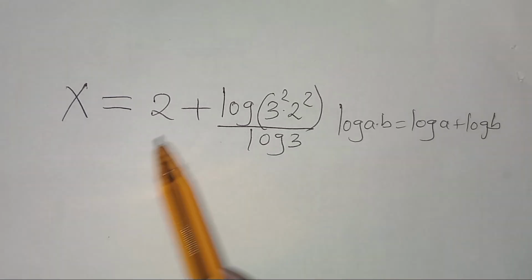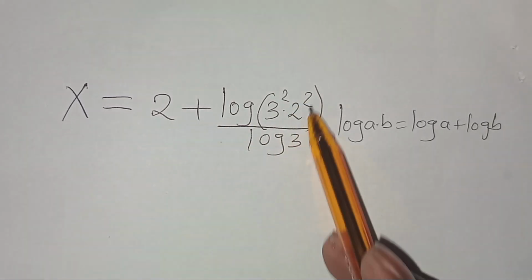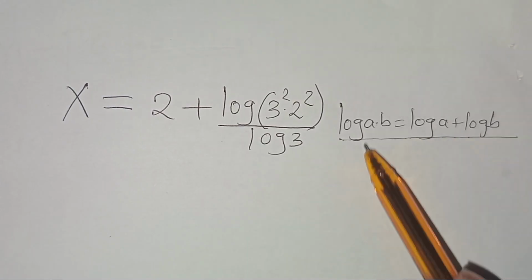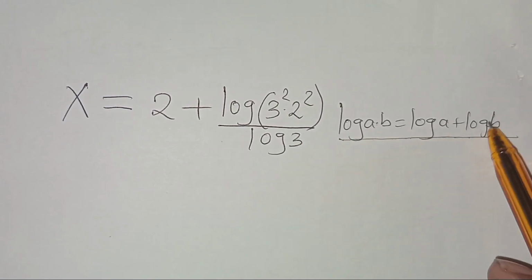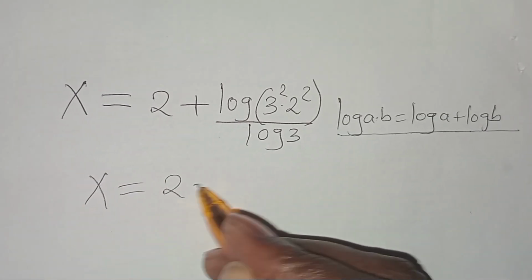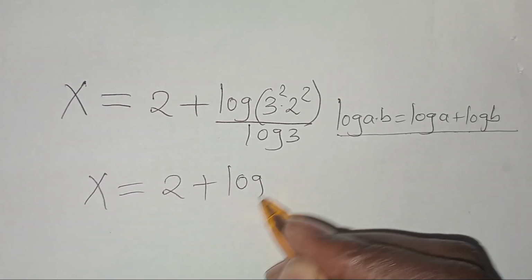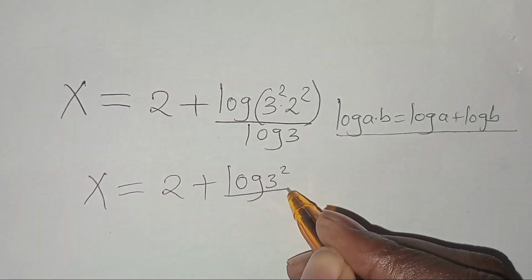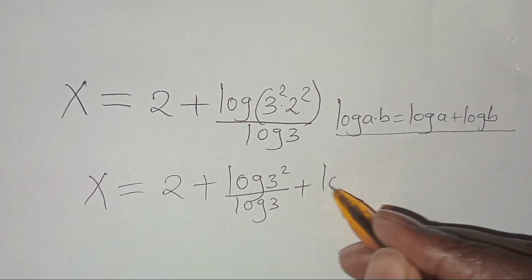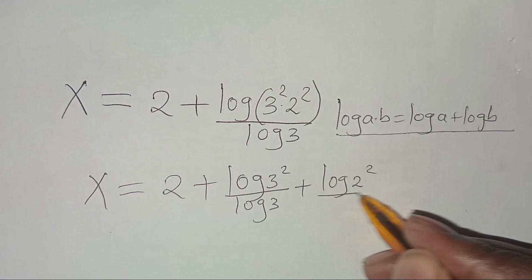Now we have x equal to 2 plus log of 3 to the power 2 times 2 to the power 2, and this is in the form of log a times b, which is log a plus log b. Applying this property, x is equal to 2 plus log 3 to the power 2 divided by log 3, plus log 2 to the power 2 divided by log 3.